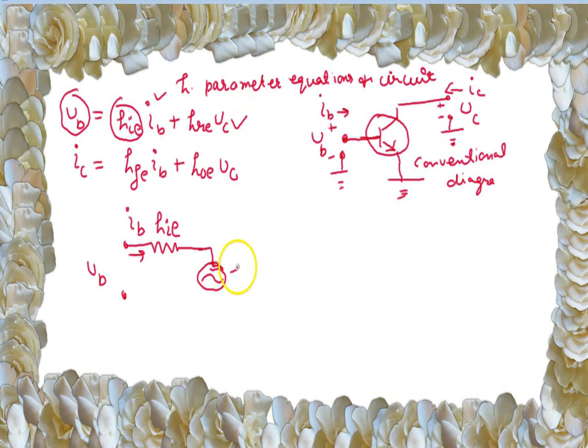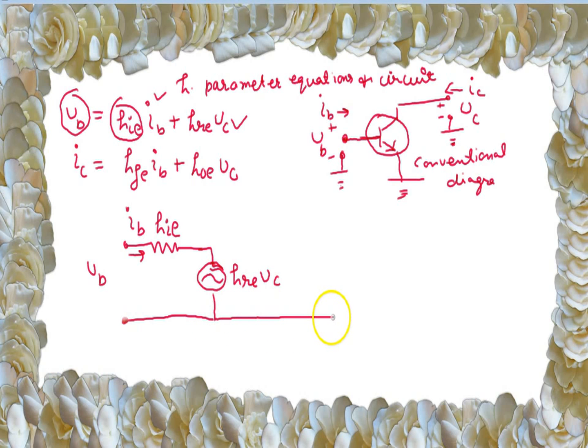This is because of the output. From output, because here HRE is the reverse voltage ratio into VC. This voltage source's origin is the output. Okay, and VB becomes the sum of two. First equation is complete. VB is HIE IB, the first part, and the second part HRE VC.